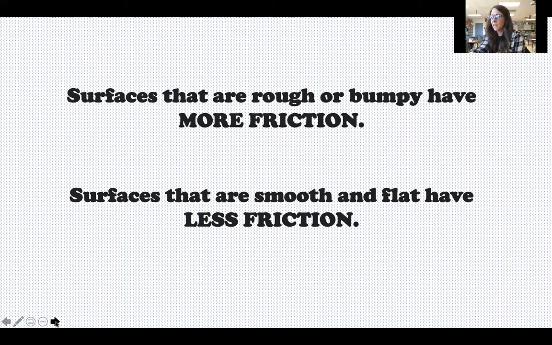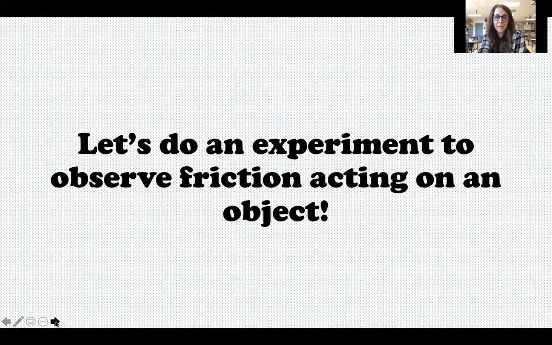Same thing if you've ever been to the beach and you've tried to run on the sand, it's a lot more difficult to run on the sand than it is on a smooth flat surface. Sand has lots of friction. So today we're going to do an investigation or an experiment to observe friction acting on an object.